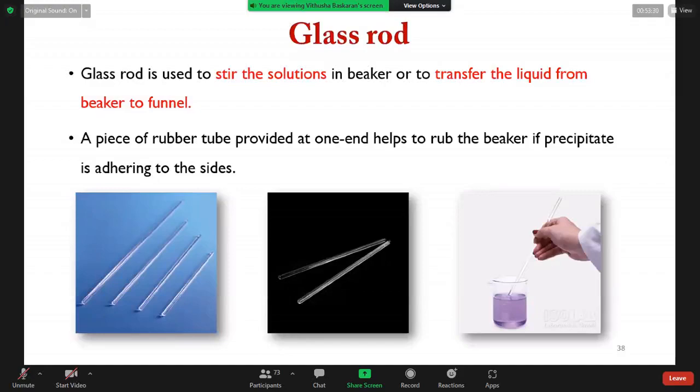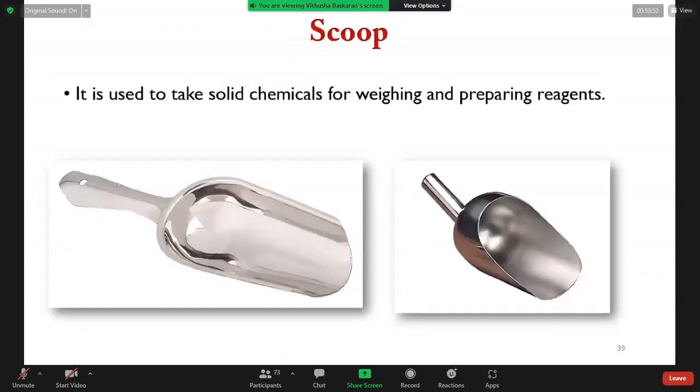In addition to that, on one end of the glass rod, you can observe a piece of rubber tube. This rubber tube is provided to rub the beaker if any precipitate is adhering to the sides. So it is used for rubbing purposes. So these are the uses of this glass rod, and it is available in different sizes. And the next one is the scoop.